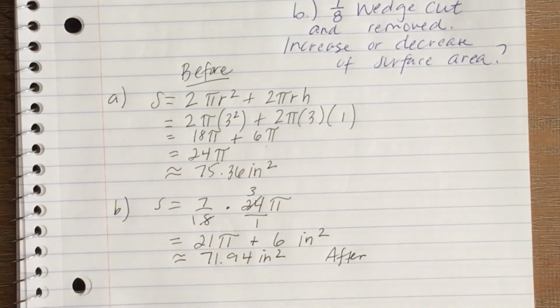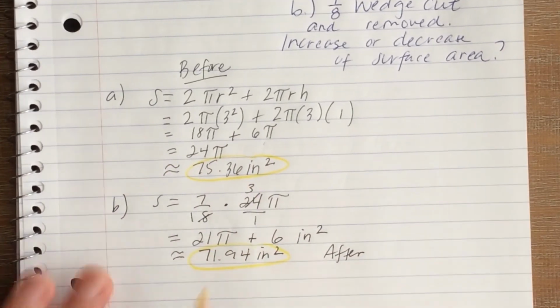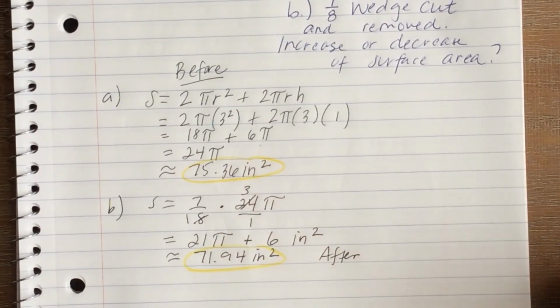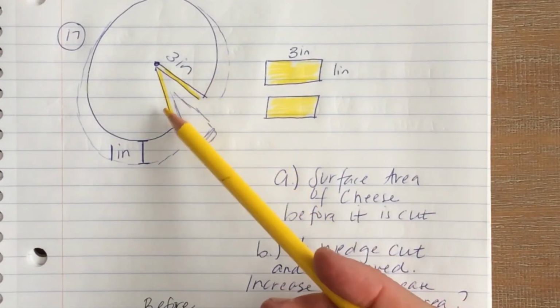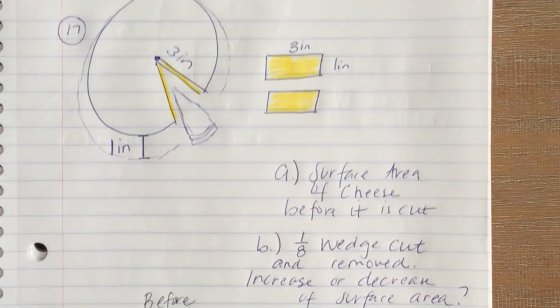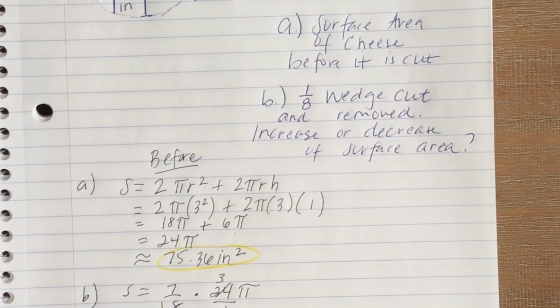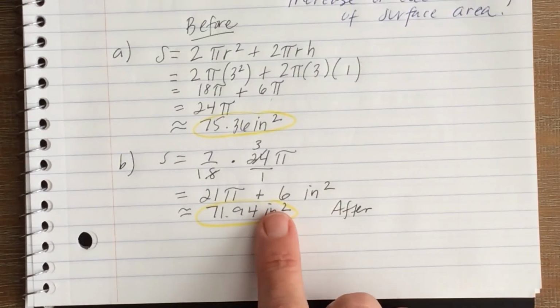So you can see you have the before surface area and the after surface area. So you can see that even though 1/8 of the cheese is cut, there's a very slight decrease because you have those two little pieces that are now exposed. Alrighty, so decrease in surface area, but don't forget sometimes when you remove parts, you have to add some things back in.